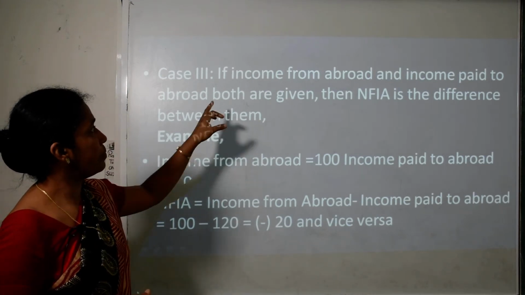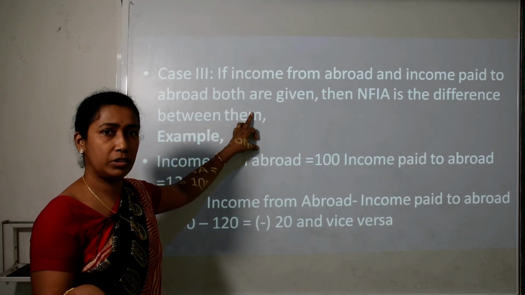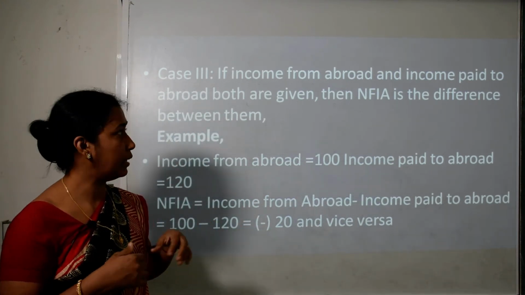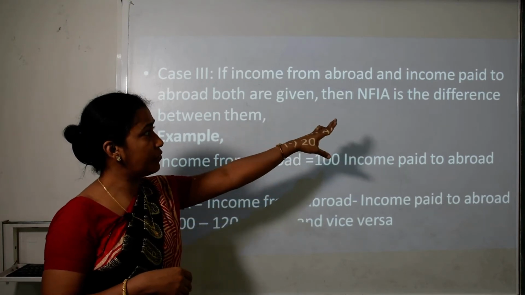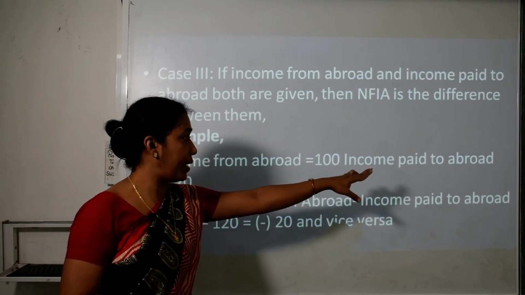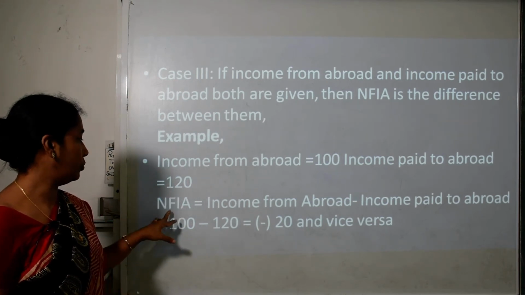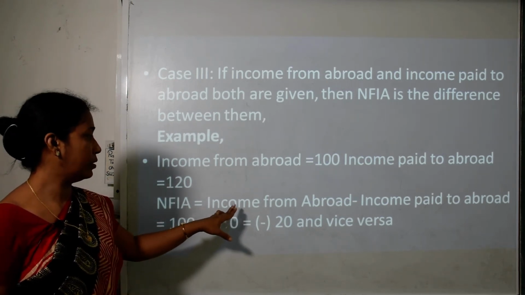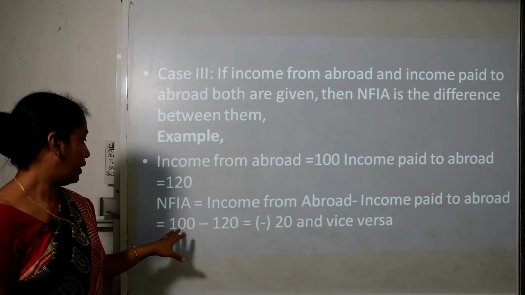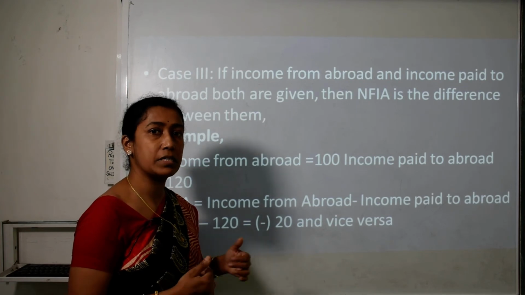Now there is case 3 also. If income from abroad and income paid to abroad both are given, that means if both things are given, to calculate net factor income from abroad, you need to deduct income paid to abroad from income from abroad, then NFIA is the difference between them. Now income from abroad, which is given, is 100, and income paid to abroad is given as 120. Here both things are provided to you. So to calculate net factor income from abroad, it is income from abroad minus income paid to abroad, that is 100 minus 120, and you will get minus 20. That means the result was negative.